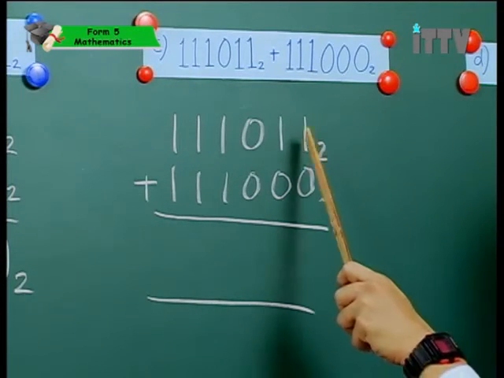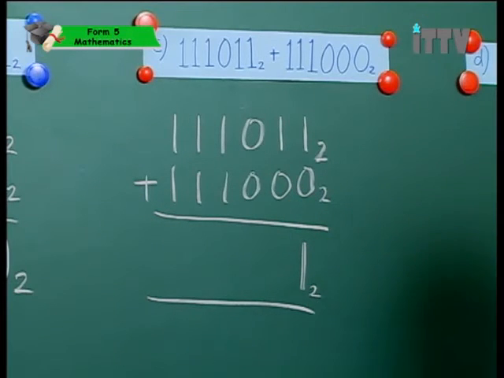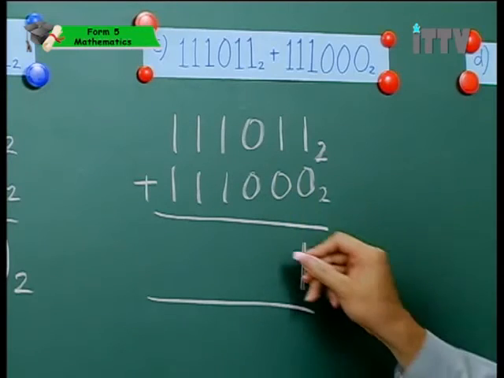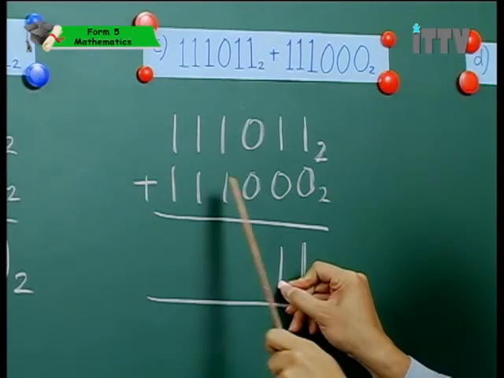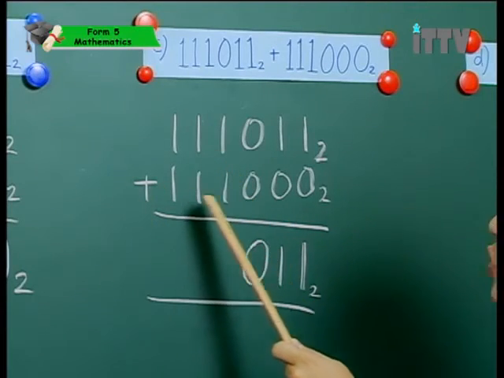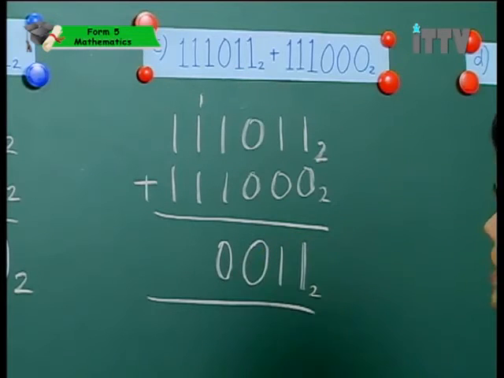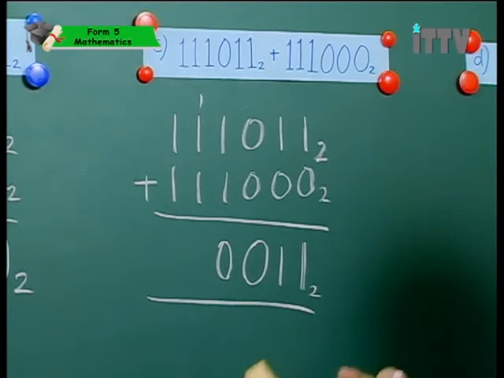So 1 plus 0 is 1. Here I'm applying all the rules at once. 1 plus 0 is 1. 0 plus 0 is 0. Now 1 plus 1 is 10, so the 1 is here, 0 is here. Like normal addition, just remember base 2 has only 2 digits, 0 and 1.